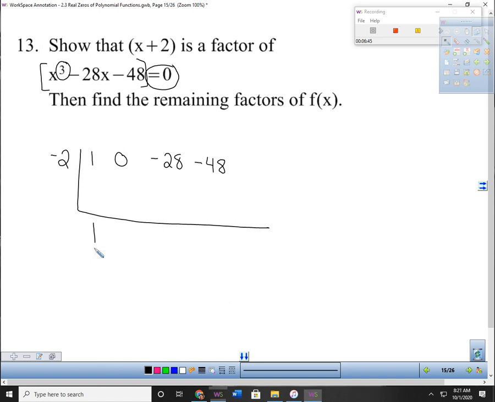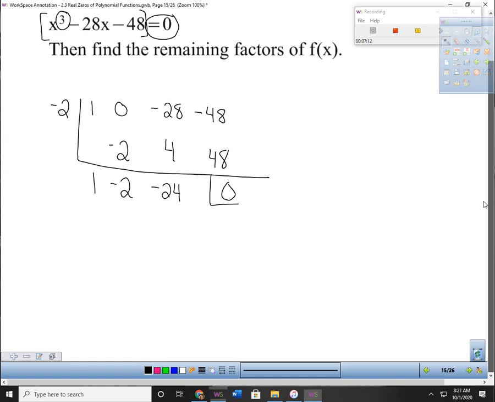And I'm going to drop the 1. 1 times negative 2 is negative 2, plus 0 is negative 2, times negative 2 is 4, plus a negative 28 is negative 24, times negative 2 is positive 48. So that one is a factor, right? So I've shown that it's a factor.